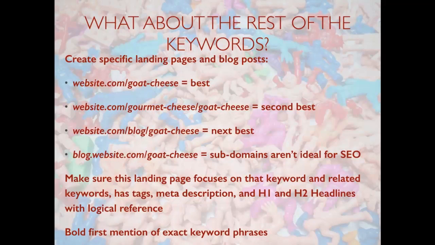You can do /blog/goat-cheese or /blog/gourmet-cheese/goat-cheese. These are fine. They're not as good, but it's fine, especially if you're going to have a lot of blog posts. You're going to blog a couple times a day or something. You might want /blog/the-URL or /blog/the-category/the-URL.